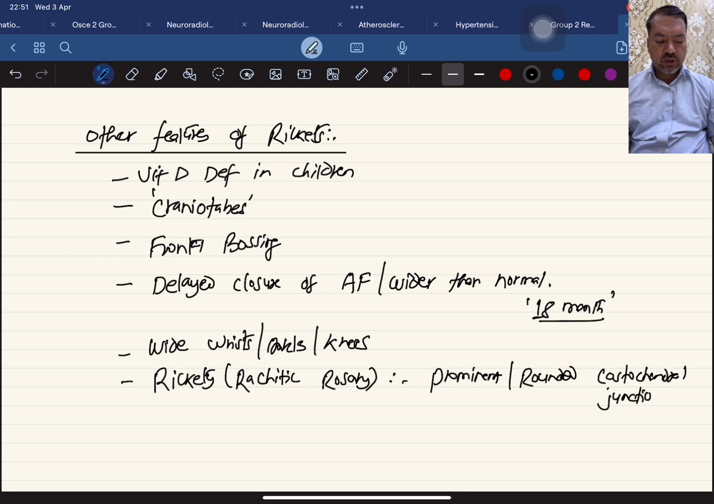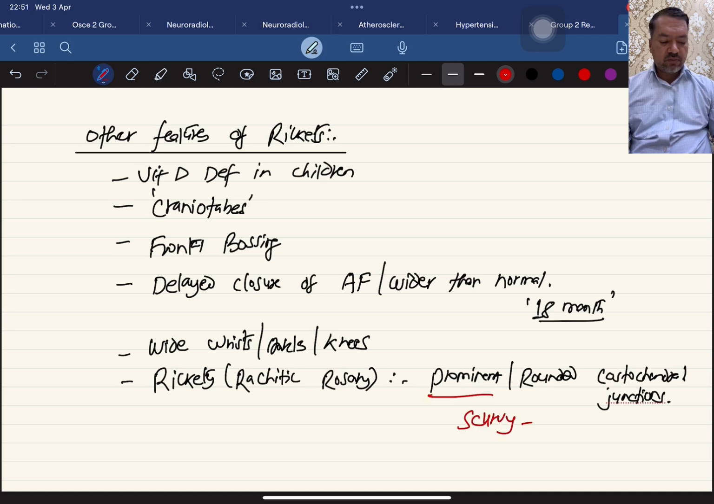Costochondral junctions. It is prominent and it is rounded. It is not painful, and when we feel it, it feels rounded. Now, why is this an important one? Because there is another disease, which is called scurvy.